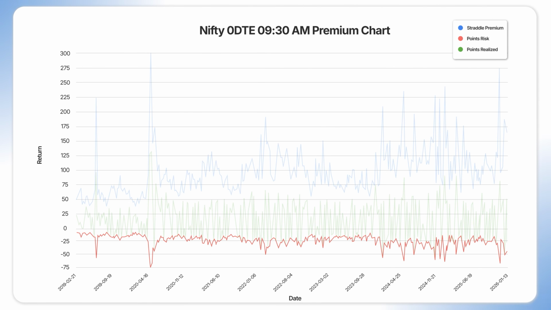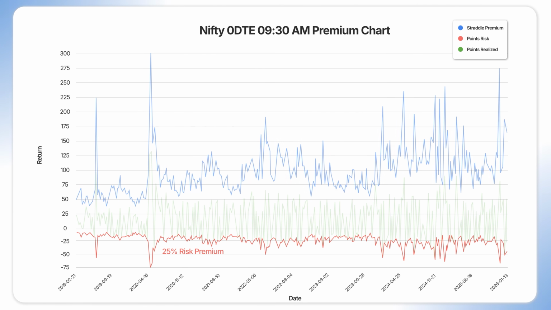The red colored line in the same graph, where the maximum point is minus 75, is the 25% risk premium that we have per trade. Got it. When the straddle premium is 300, 25% of 300 is 75. Got it. So that's the risk per trade that you have on the straddle premium.